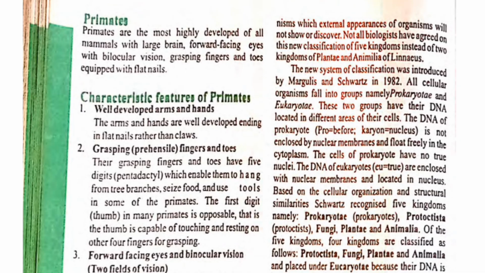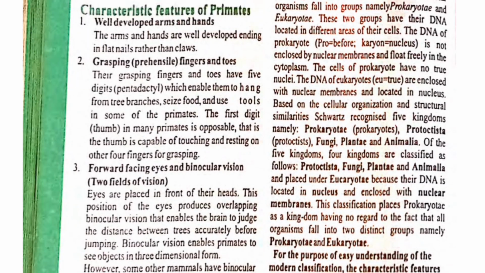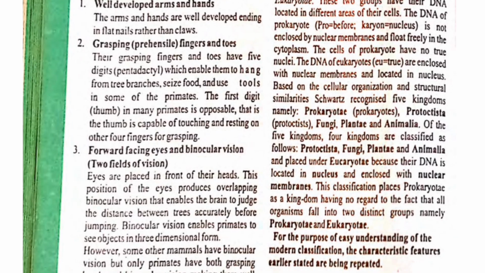Based on the cellular organization and structural similarities, Schwartz recognized 5 kingdoms, namely prokaryota, that's kingdom Monera. Don't mind, this is still like trying to be old. Now it's being called kingdom Monera. Then we have kingdom Protoctista, also known as kingdom Protista. Alright, we have fungi, we have Plantae and Animalia. Of the 5 kingdoms, 4 kingdoms are classified as Protoctista, fungi, Plantae, Animalia, and placed under eukaryota because their DNA is located in the nucleus and enclosed with a nuclear membrane.